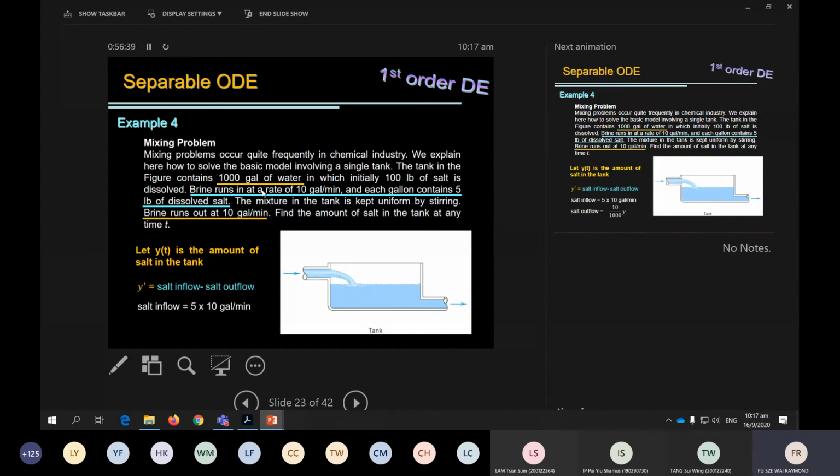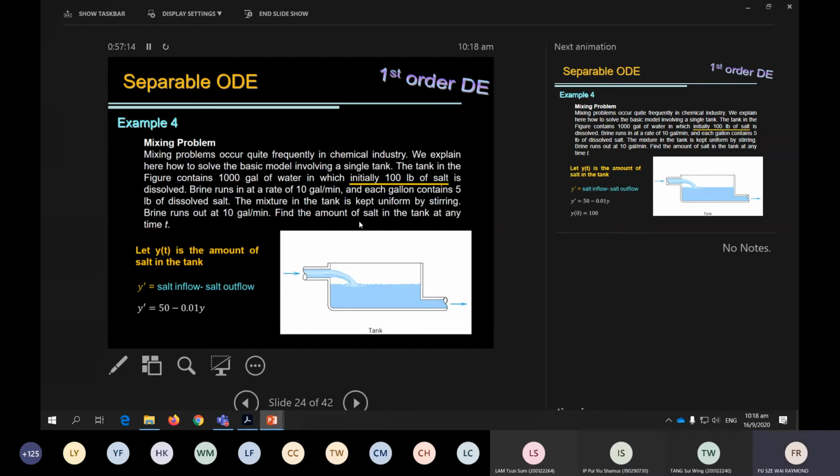And then you have the yellow one. The yellow one is the salt outflow, where 10 gallons of mixture come out each minute, and altogether you have 1,000. So 10 over 1,000 times y is the salt outflow. After we simplify and put the two together, you end up with y dash equals 50 minus 0.01 y.